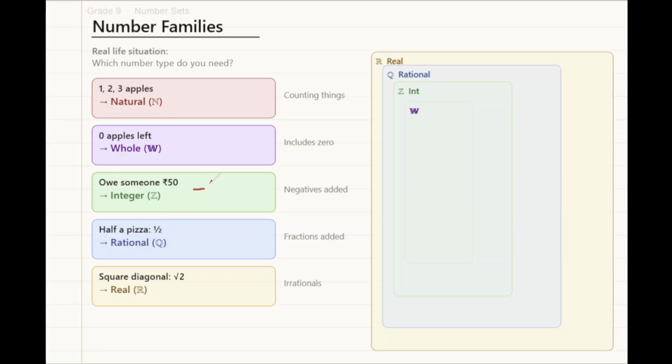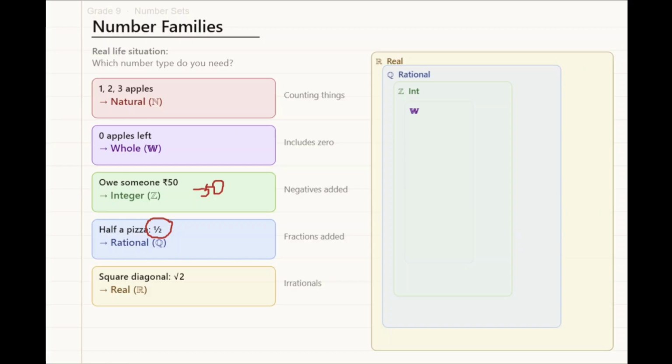Now suppose you owe 50 rupees to somebody. This can be denoted by minus 50. So you need negative numbers. When you add negative numbers to the above family, you get integers. Now suppose you want half a pizza. Now there's a need to represent fractions. So the fractions and decimals fall under the family called rational numbers.